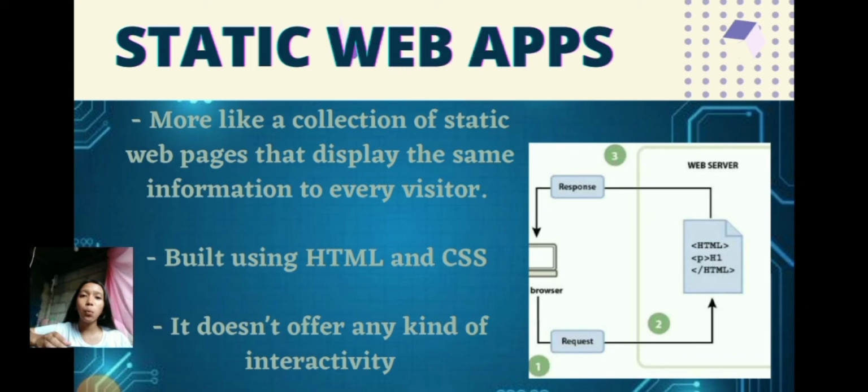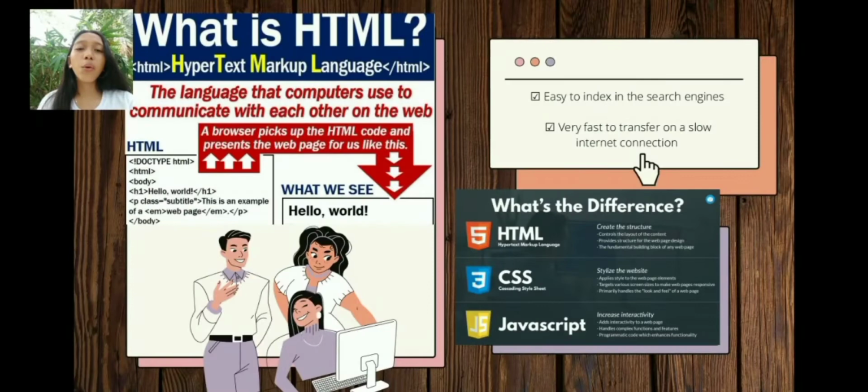Static web apps are built using HTML and CSS, and they don't offer any kind of interactivity. So these are the languages used to develop a static web application. Starting with HTML, also known as Hypertext Markup Language, it will be the one to create the structure, while CSS, or Cascading Style Sheets, will stylize the website, and JavaScript will increase the interactivity.